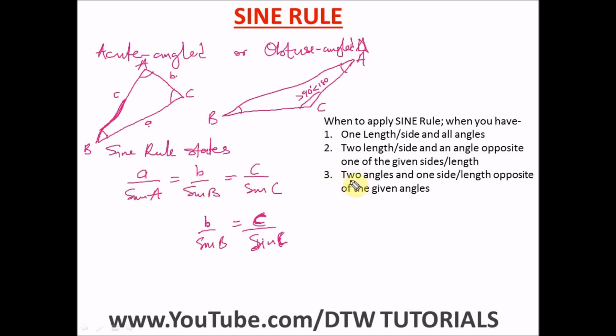The third condition is when you have two angles and one side. So you have two angles and you have one of the sides, and the side must be opposite any of the angles. I hope you're getting it now. When you have two lengths and one of the angles is opposite one of the sides, and when you have two angles and one of the sides. Let's say you have angle A, angle C. It means that you must have C or A for you to apply the sine rule. Okay, now let's try an example.